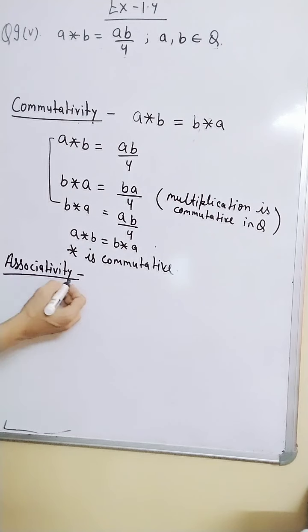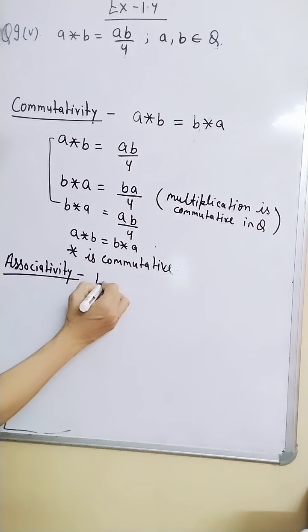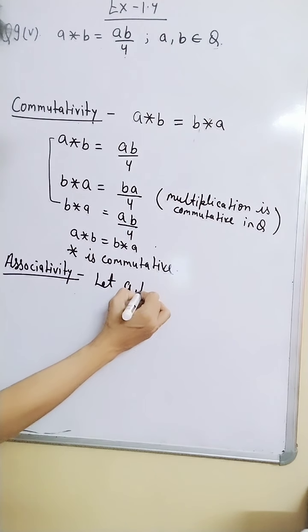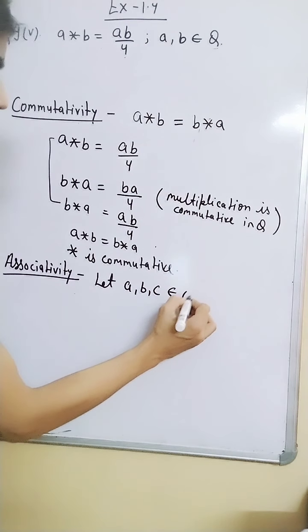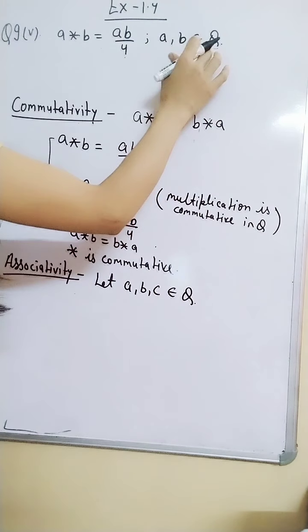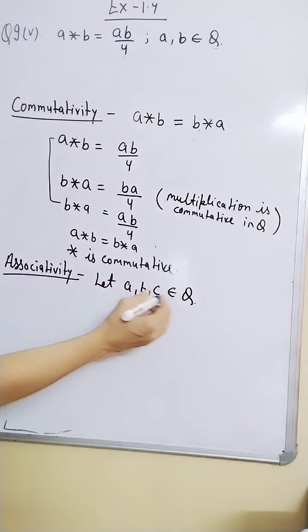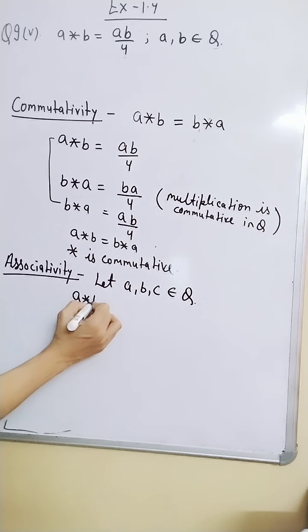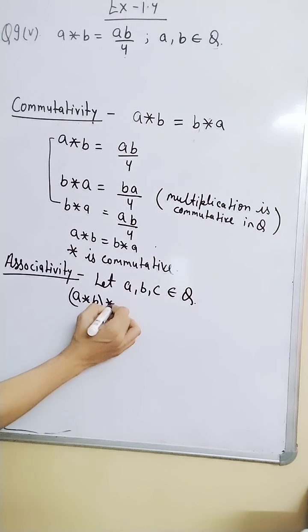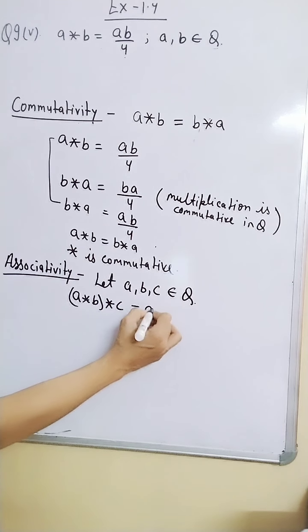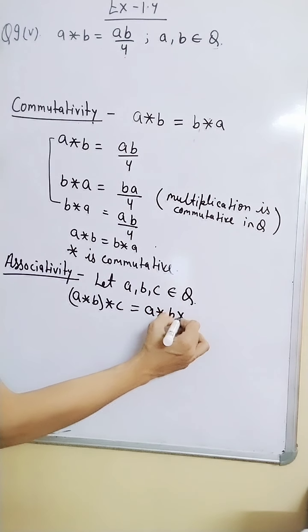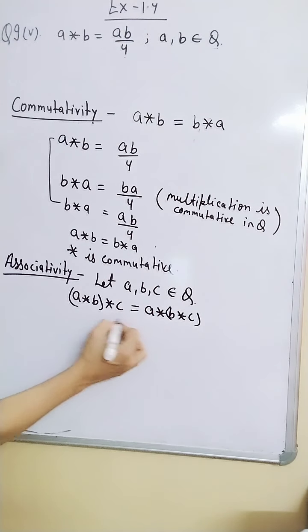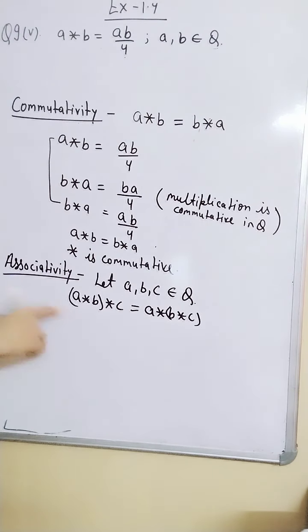Now for associativity, we will take three elements, let A, B, C belonging to set Q, because this given set is Q. Now we will apply associativity. It means that (A operation B) operation C equals A operation (B operation C). If these two are equal, it means this operation is a binary operation, otherwise not.